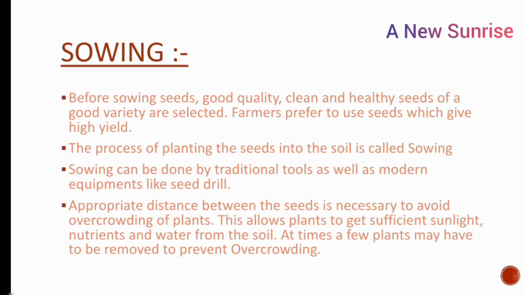The process of planting the seeds into the soil is called sowing. Sowing can be done by traditional tools as well as modern equipments like seed drill. Appropriate distance between the seeds is necessary to avoid overcrowding of plants. This allows plants to get sufficient sunlight, nutrients, and water from the soil. At times, a few plants may have to be removed to prevent overcrowding.